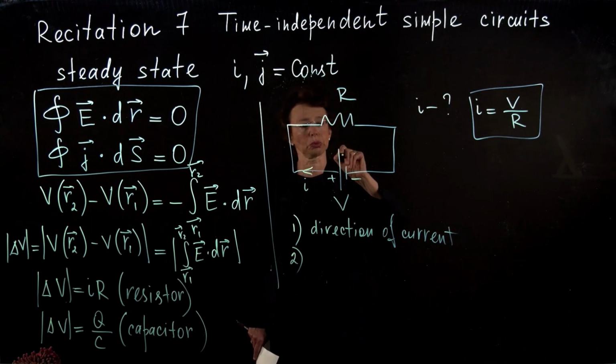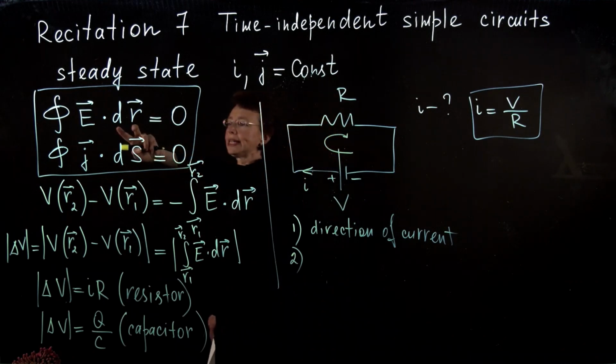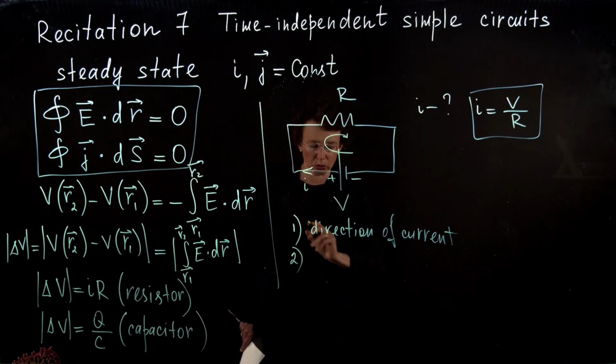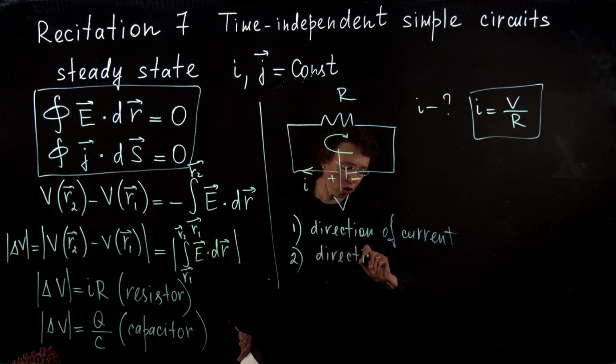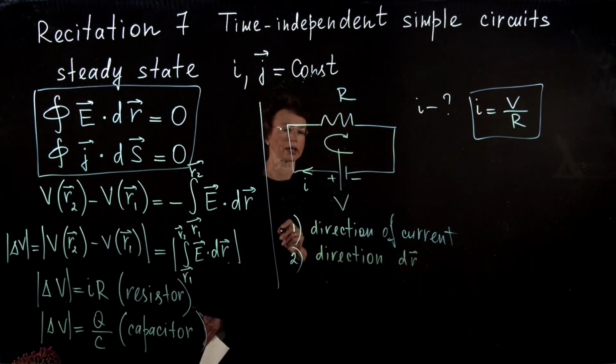So which direction will we go around the loop? Let's go in a clockwise direction. This indicates my dr, the direction of dr. I go around the loop in this direction. So the direction in which you go around the loop, I will call it the direction of dr.